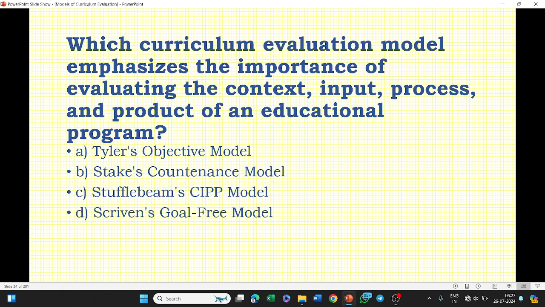Next, which curriculum evaluation model emphasizes the importance of evaluating the context, input, process, and product of an educational program? Options: Taylor's objective model, Stake's countenance model, Stufflebeam's CIPP model, Scriven's goal-free model. Answer of this question is option C, that is Stufflebeam's CIPP model.